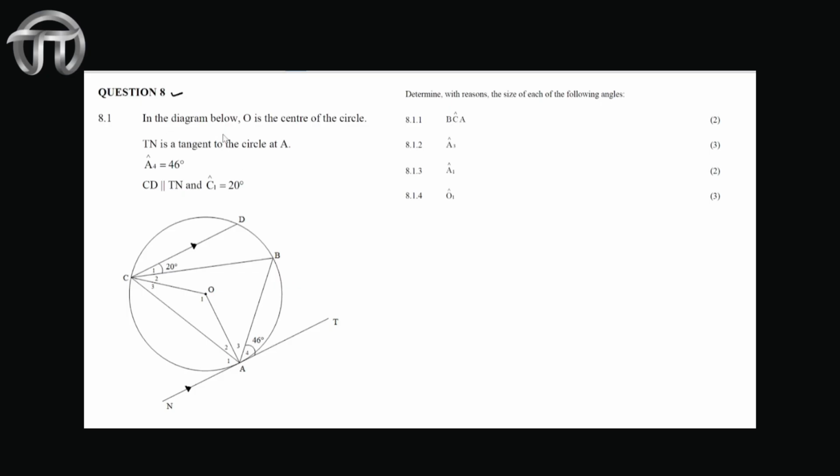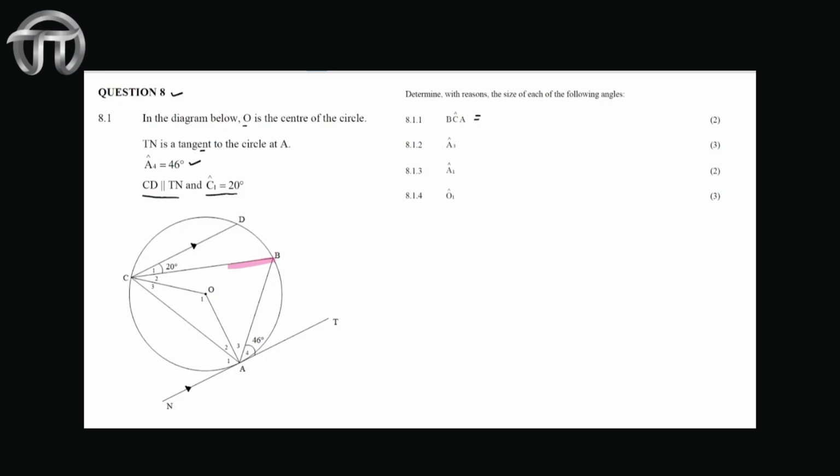They say that in the diagram below, O is the center of the circle, TN is a tangent to the circle, and angle A4 is equal to 46 degrees, and then CD is parallel to TN, where C1 is equal to 20 degrees. The first question is, what is BCA? Let's highlight and see where we find BCA.